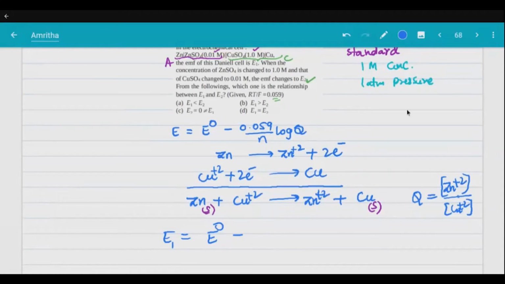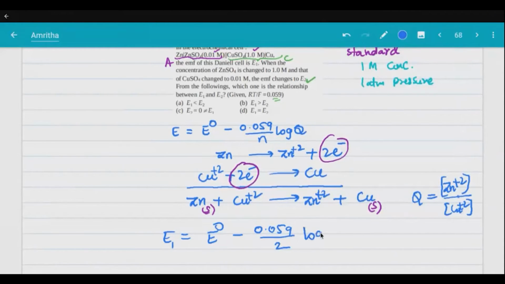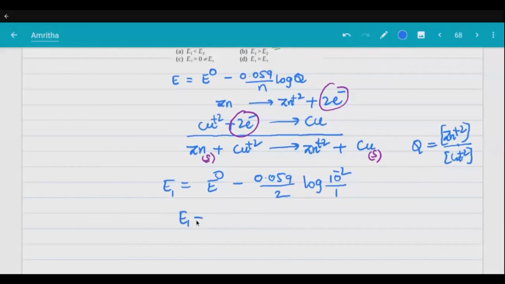So E1 is equal to E naught minus 0.059. How many electrons are involved here? 2 electrons, so 0.059 by 2 and log Q, the reaction quotient, 10 power minus 2 by 1. So E1 is equal to E naught plus 0.059, because the 2 gets cancelled and log 10 is 1.